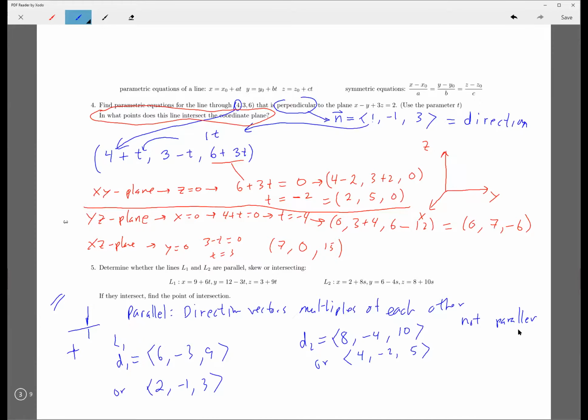Do they intersect? That's another question. To determine if they intersect, what you're going to have to do is set these things equal to each other. The idea is to find values of t and s where the x values are equal, and where the y values are all equal, and where the z values are all equal all the time.